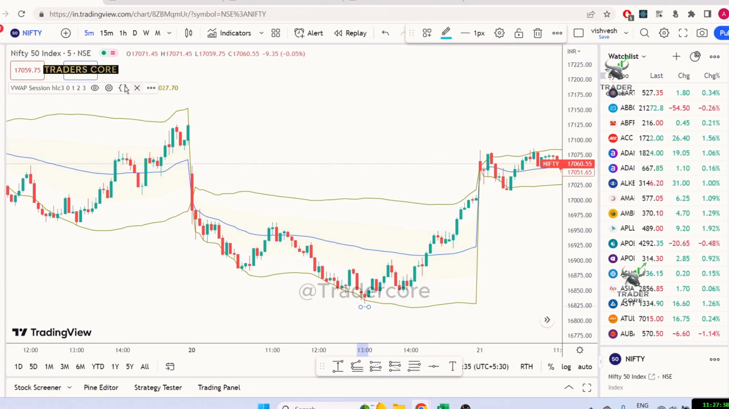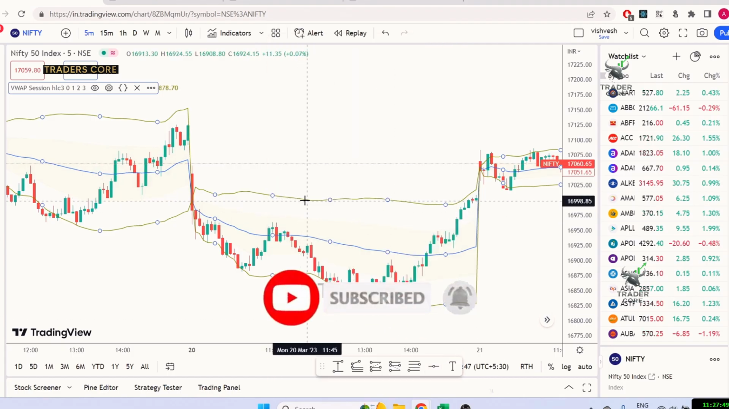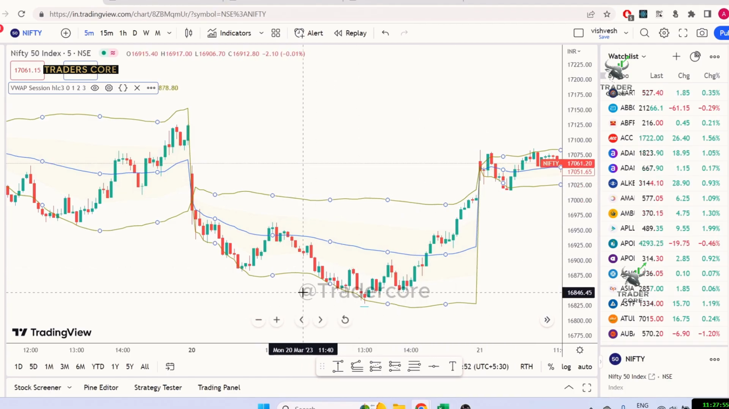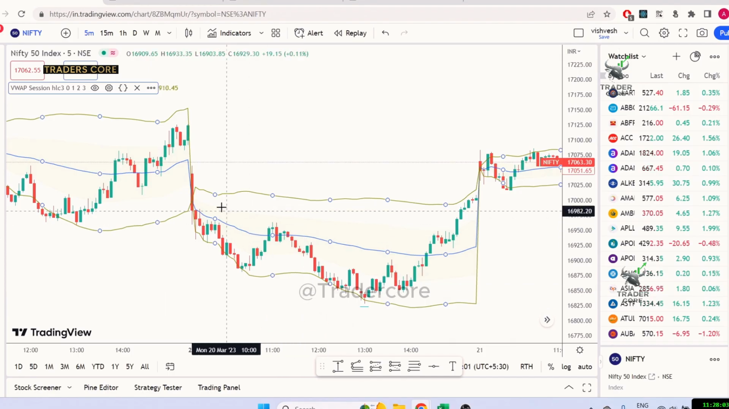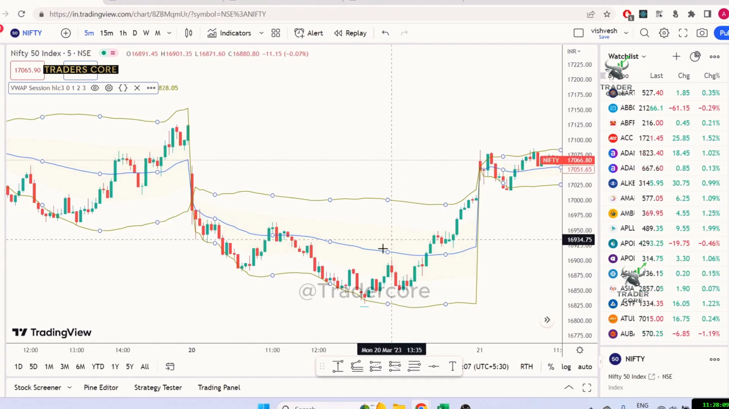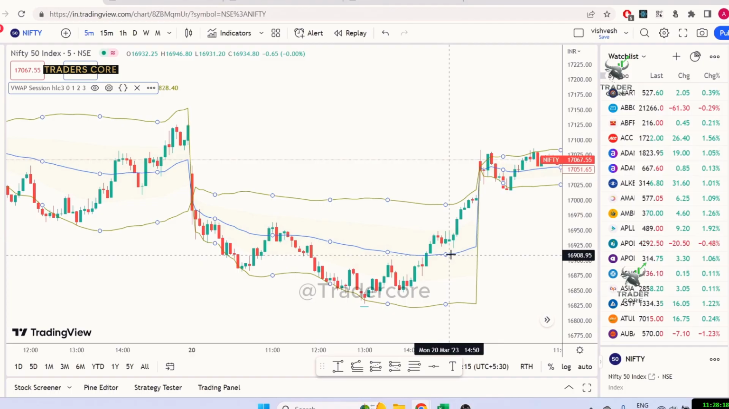So now let me show you the settings. I've added the VWAP, but along with the VWAP, I have added one more thing, which is the upper band 2 and lower band 2. So those are the line at the top and the line at the bottom. The middle line is the VWAP line, and these two lines are the upper band 2 and the lower band 2. Basically, they are the standard deviations. That means, as per statistics, the stock should remain between these two lines 95% of the time. And if it breaks these two lines, there is a high tendency for the stock to go and touch the middle line again. So we are going to use the statistics here.